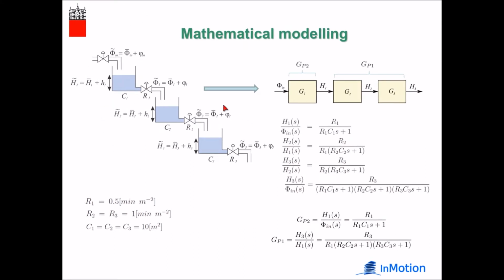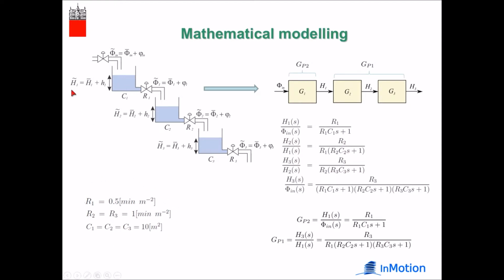In this scheme, we are dealing with levels, we are dealing with flows. A1, A2, and A3, these are hydraulic resistances, and C1, C2, and C3 are hydraulic capacitances. These are actually cross-sectional areas of all 3 tanks. These are the values of these constants.